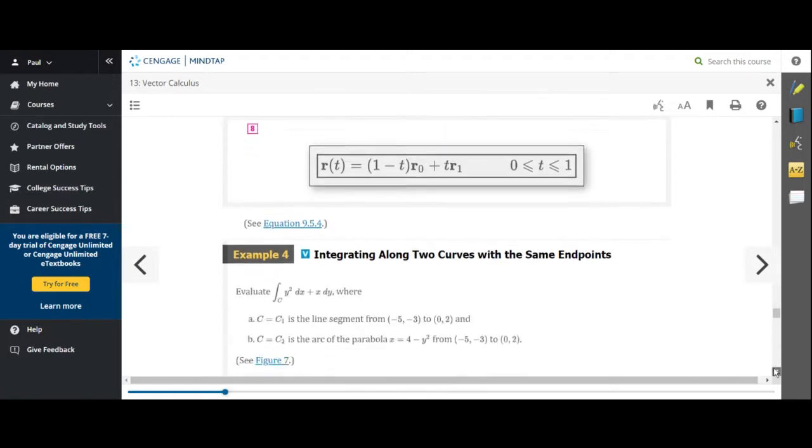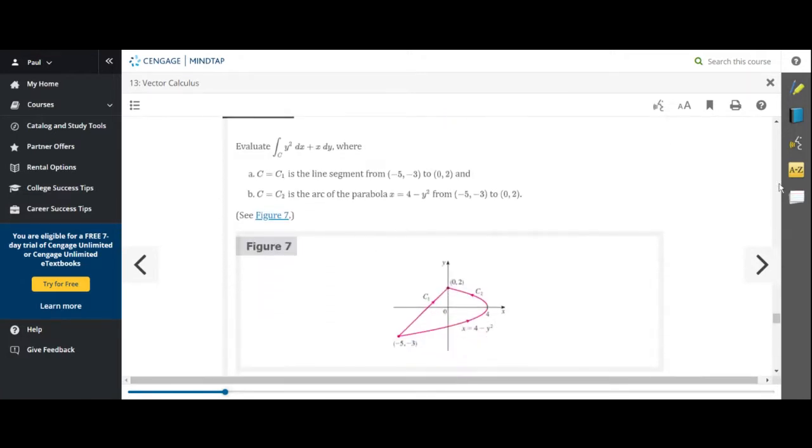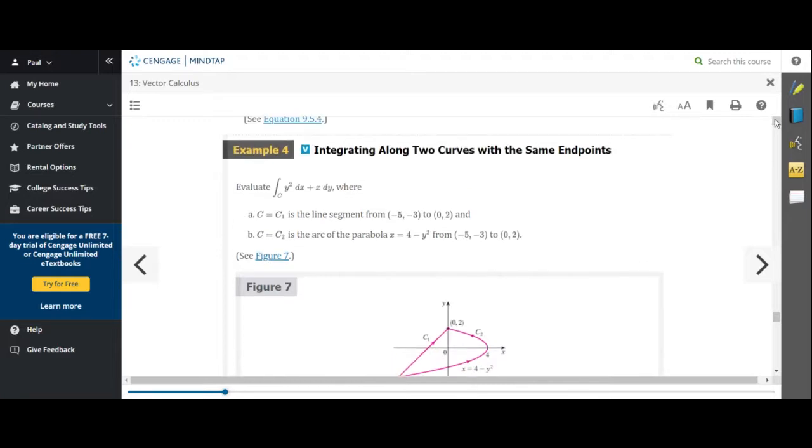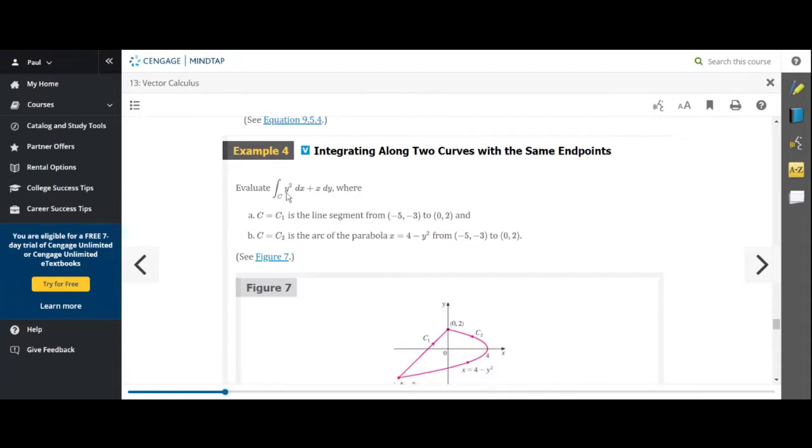So here, what we want to do is the following. We have the sum of two line integrals. This integral, the way it's written, is the sum of two line integrals. One integral is with respect to x, and the other integral is with respect to y.